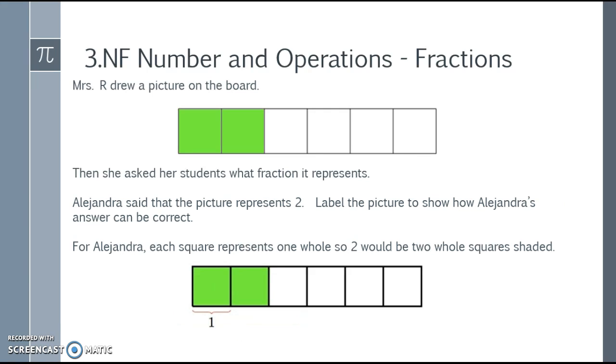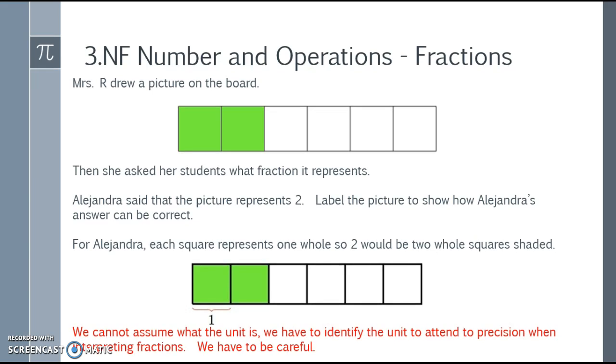And Alejandra said 2 because she says that each square individually equals 1. So I actually have 6 whole pieces here, and 2 of the whole pieces are shaded. We cannot assume what the unit is. We have to identify the unit to attend to precision when interpreting fractions. You have to be very careful about this. The earlier we start this, the better off we'll be.